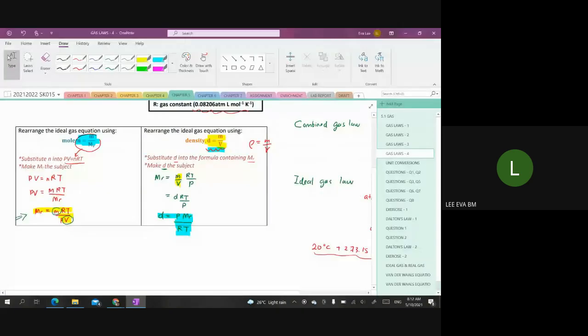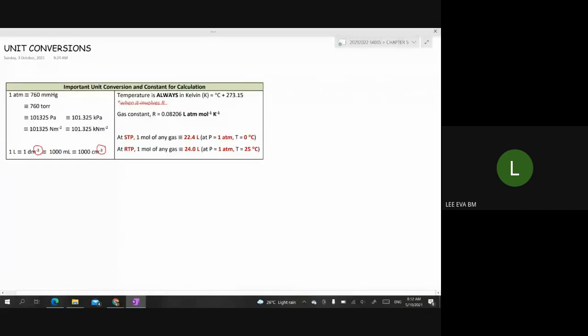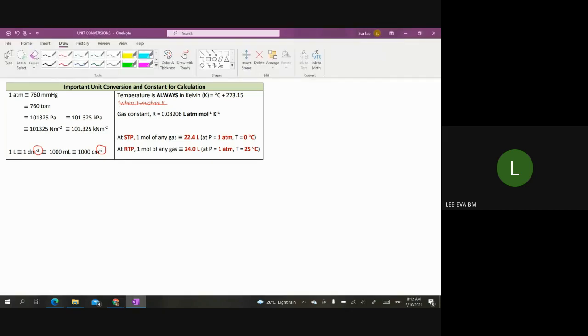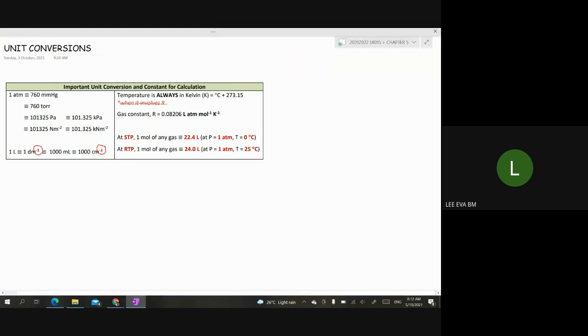Okay, so the next one we want to see and I want to check is the unit conversion. Very important. Okay, very important. Yeah, so over here you can see 1 atm is equivalent to 760 millimeter mercury. mmHg, Hg is the symbol for mercury, yeah? Okay, so millimeter mercury, 760. So this is a fixed value already.